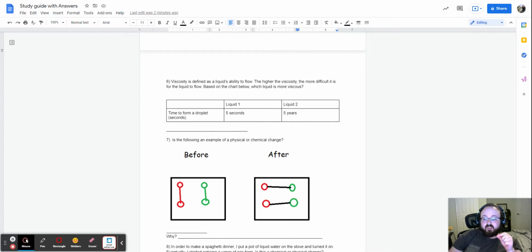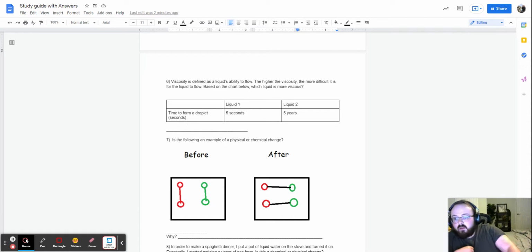Something that has a lower viscosity is easier to flow. So like the hand sanitizer or water. So what I'm looking at for this question is the time it takes for a droplet to form. If you put this liquid into a funnel, how long does it take to form a droplet that will drop? So one of them goes for 5 seconds. The other one, it takes 5 years to form a droplet.